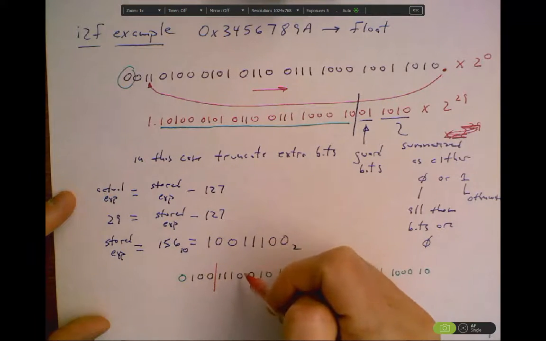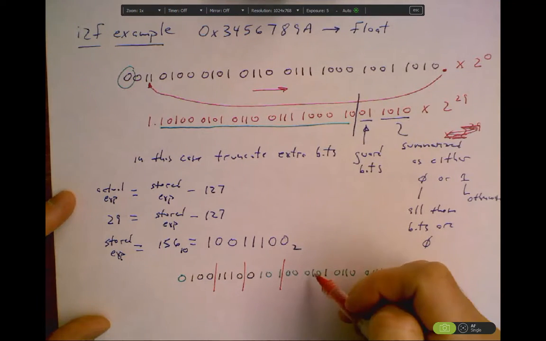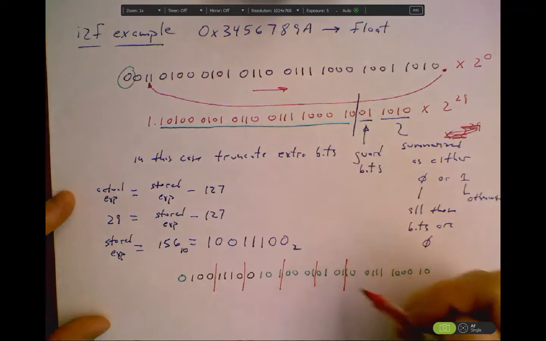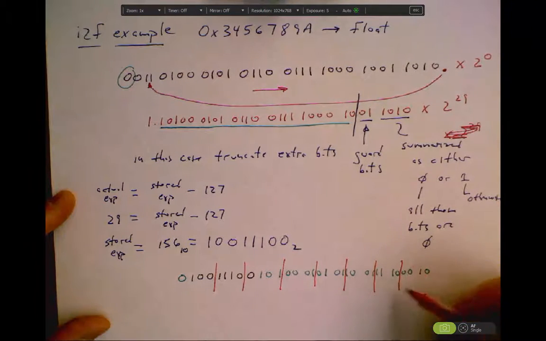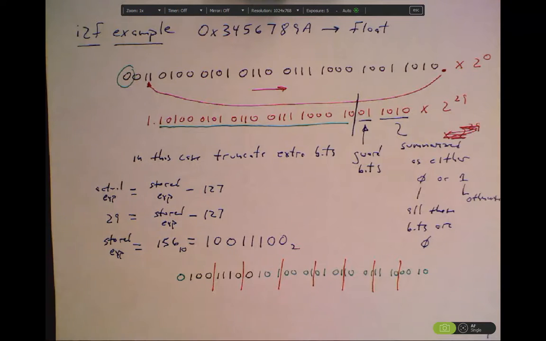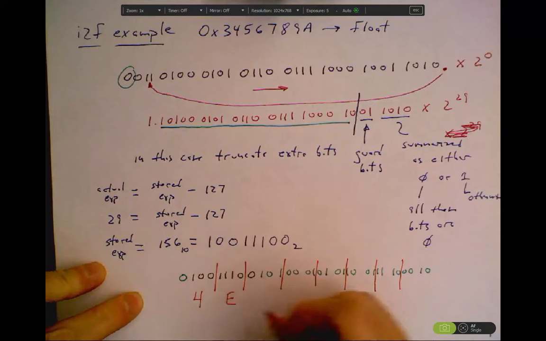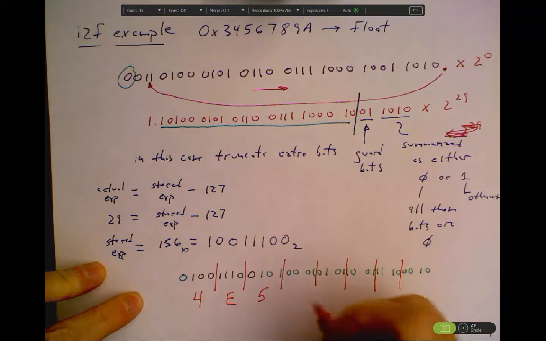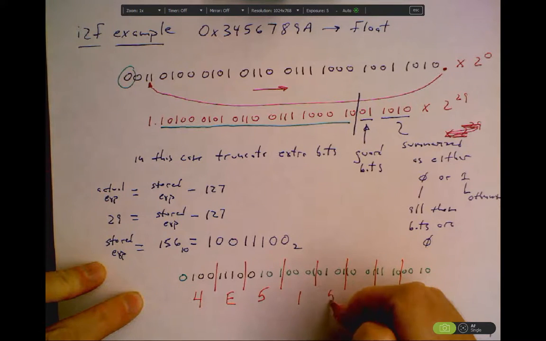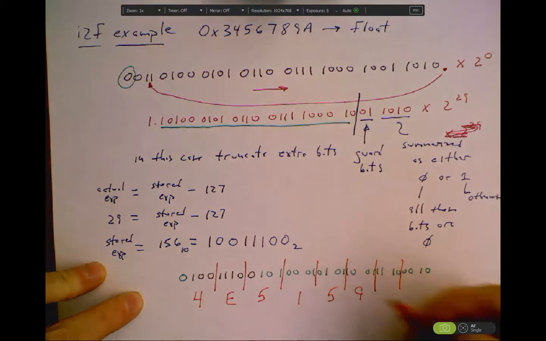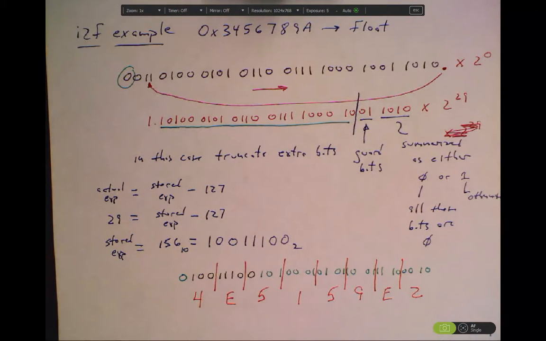Divided into 4-bit chunks, 3, 4, 5, 6, 7, 8, in fact. And then looking at it in hex, the result is 4E5159E2. Let me check my answer here, make sure I got the right answer. 4E5159E2. That is correct.